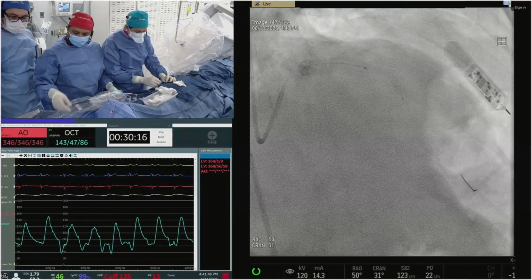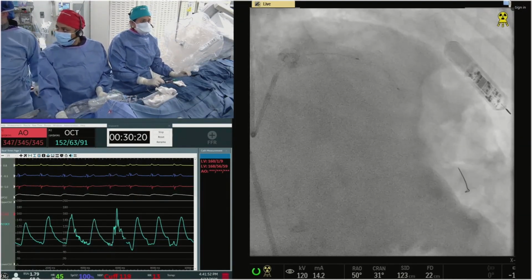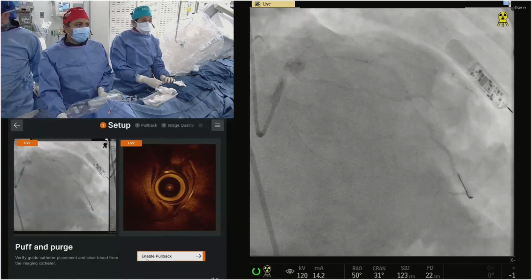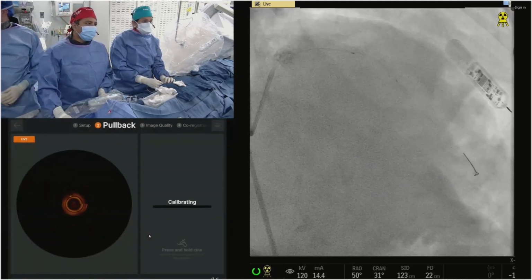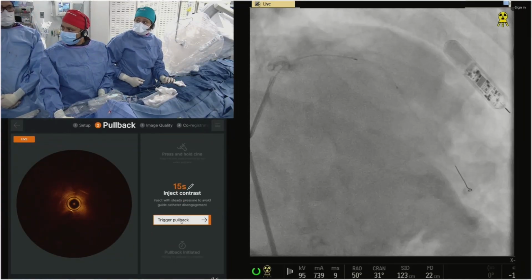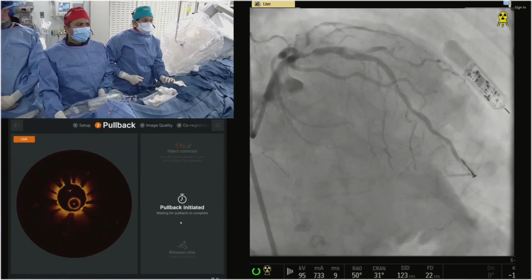Okay, now we're doing OCT. Yeah, it's very tight stenosis. You have to give some dye. Yeah, good clearance. Okay, 1 second. Enabling, 1 second. Waiting. Yeah, cine, inject. Yeah, we got the image. You can take it out.